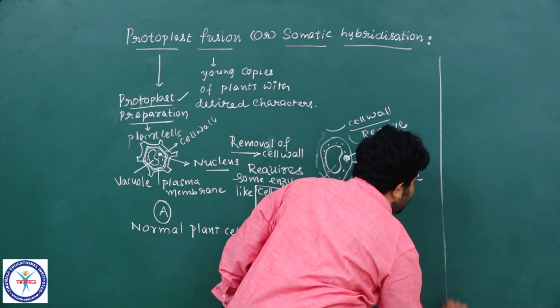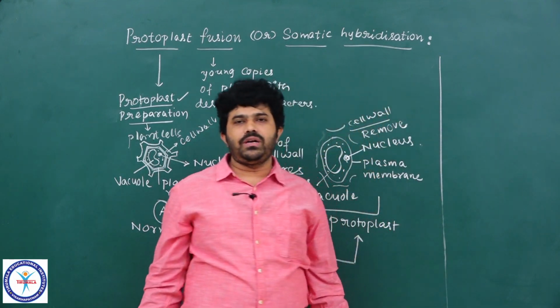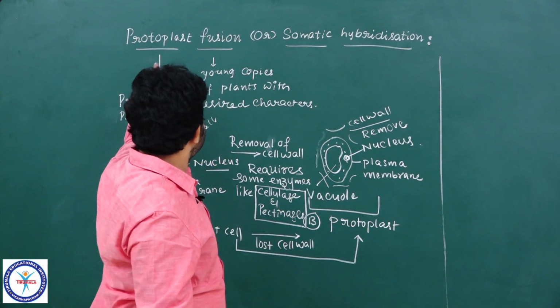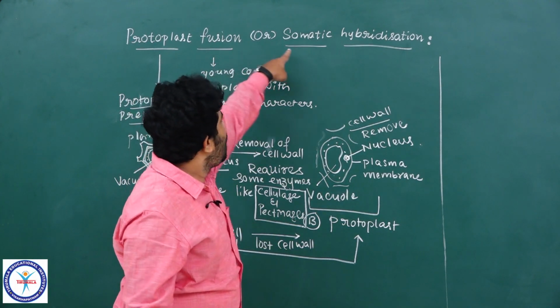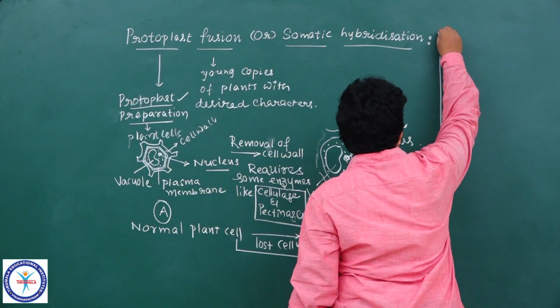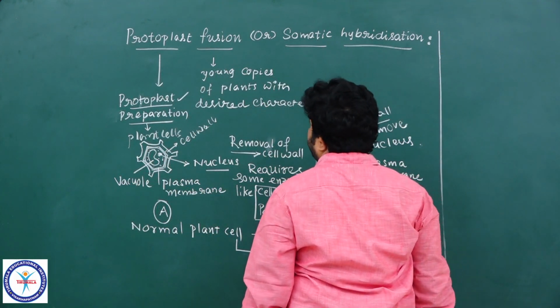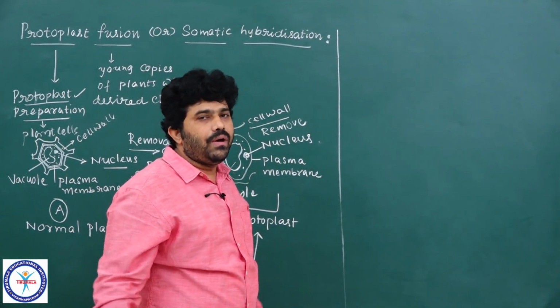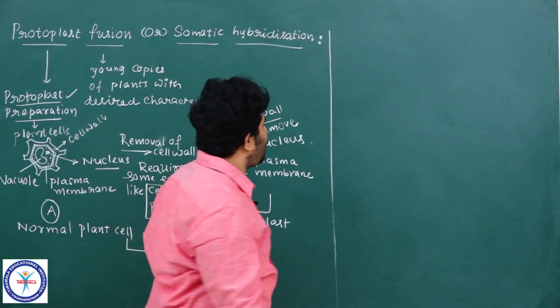After the protoplast preparation, what should be done? What do we have to do? We have to do the process of protoplast fusion or somatic hybridization. This is the process we do to produce different varieties or different species of plants. Understood? For desirable characters. Now got the point?